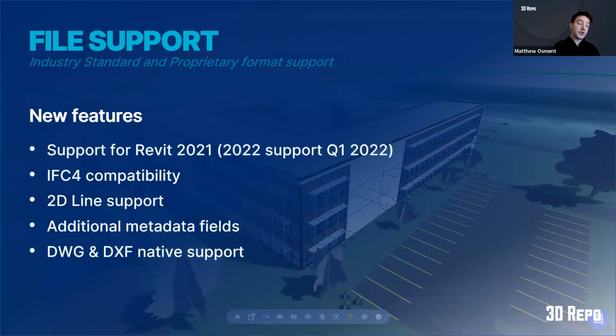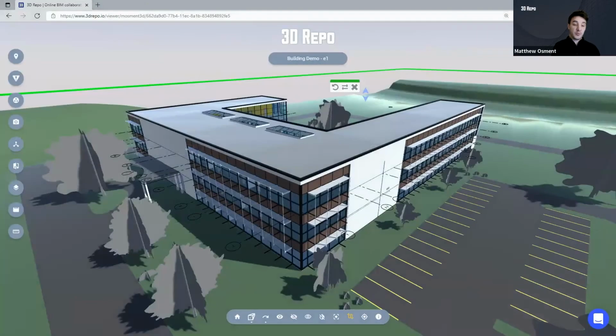We also now support 2D lines inside DWGs, Revit files, and IFC files. And we support additional data fields that we were missing previously in IFC 2x3. And we now support native DWG and DXF. What we mean by native support, it's the same with our Revit 2021 support, is that if you bring that file to 3D Repo, the .rvt, the .dwg, or the .dxf, we'll be able to support that inside 3D Repo without you having to own a copy of the authoring tool.